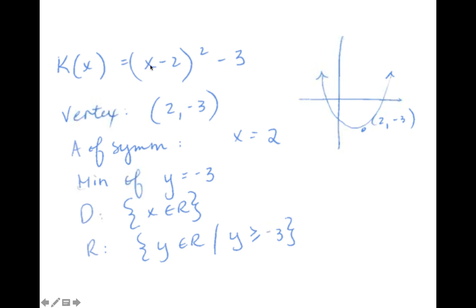So the first one, my vertex is +2, -3. My axis of symmetry would be x is equal to 2. Here's a quick sketch of it so I could see what it looks like. Here's 2, -3, and I know my graph is opening up because there's no negative out front. So it has a minimum value of y is equal to -3. Sorry, my vertex is a little bit off of my drawing. The domain is x is an element of all real numbers, and the range is y is an element of real numbers, but y is greater than or equal to -3.